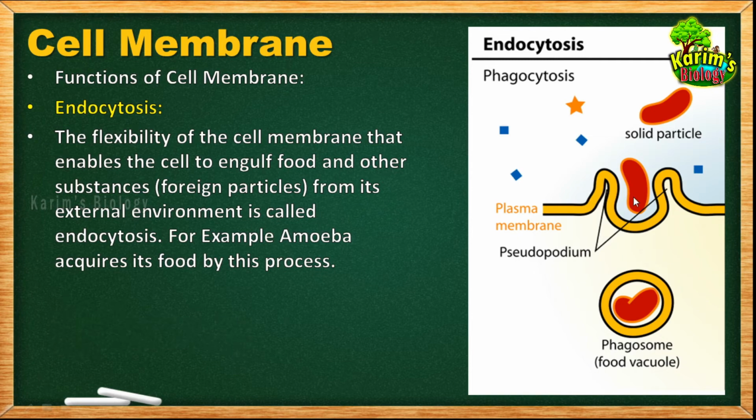And then what happens during that time, if the cell wants to take the food particle into it, then it will form some projections like this, and slowly the food particle will be encircled by this plasma membrane, and eventually they fuse together like this, and gradually this food particle will be taken into the cytoplasm in the form of a food vacuole.